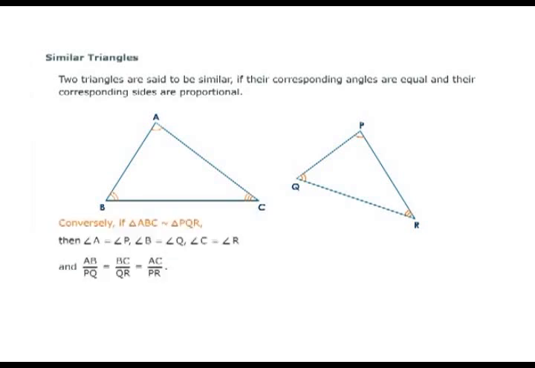Conversely, if triangle ABC is similar to triangle PQR, then angle A is equal to angle P, angle B is equal to angle Q, and angle C is equal to angle R, and AB over PQ is equal to BC over QR, and it's equal to AC over PR. Notice that by corresponding sides, we mean the sides opposite to the equal angles.